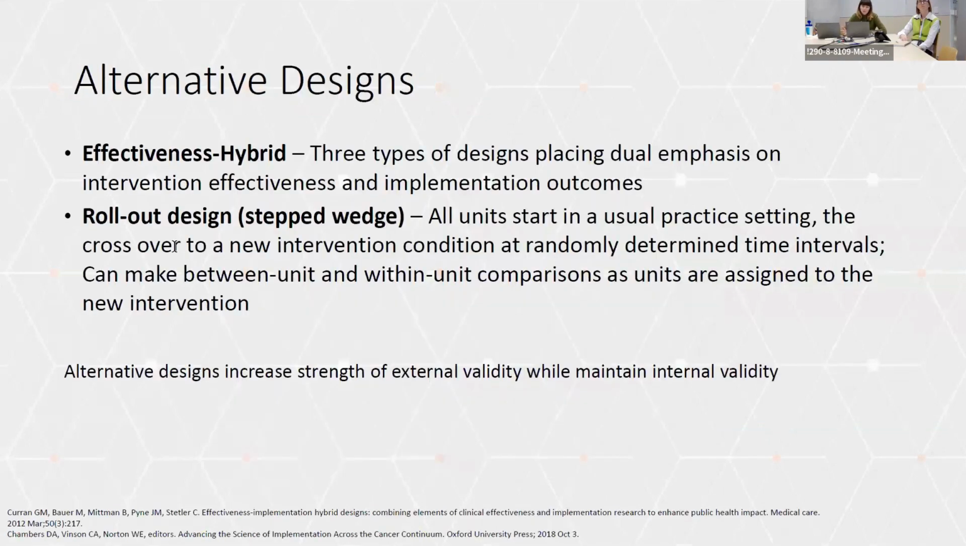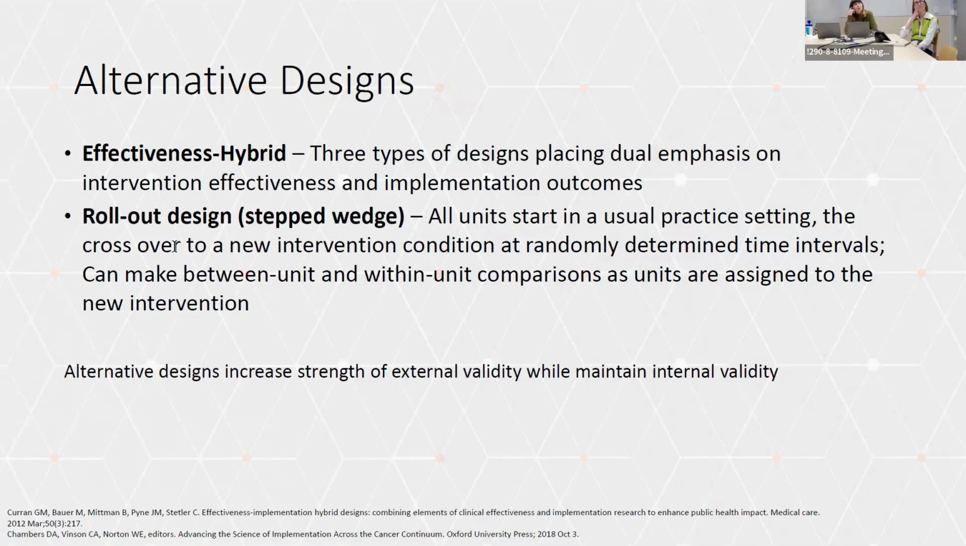And then there's alternative designs. Effectiveness hybrid is unique to implementation science. An effectiveness hybrid is actually 3 different types of design, not to make this more complicated. The designs vary by how much emphasis you put on intervention effectiveness and implementation outcomes. And I'll go through that in the next slide.